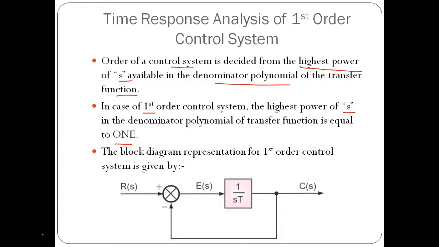And one thing is very interesting over here. Again, we have taken a negative feedback system over here. So here it is a unity feedback control system, that too first order type. The value of H(s) in this case is nothing but 1. The value of G(s) in this case is nothing but 1 upon sT, where capital T is the time constant.